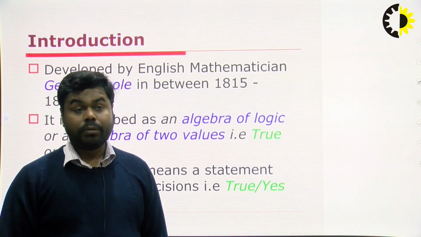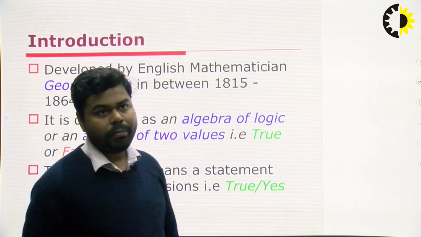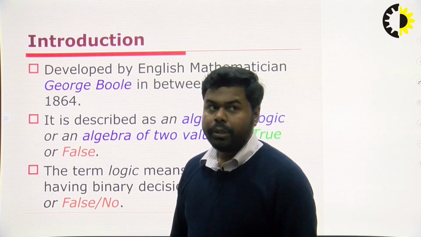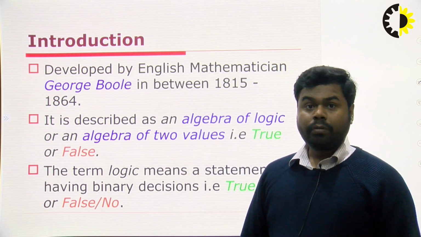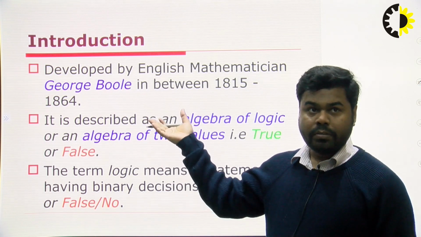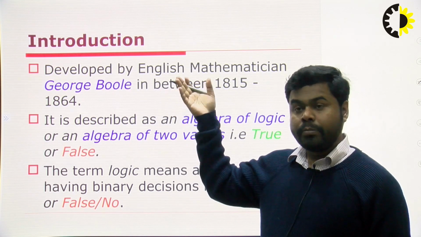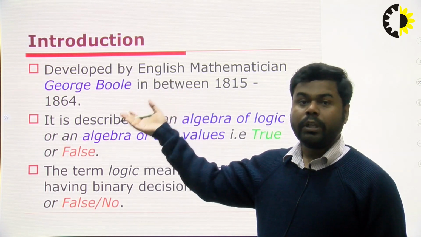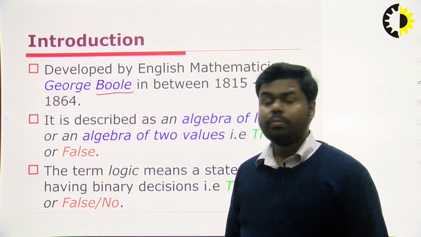Now, in the next slide, what is the introduction to Boolean algebra? Boolean algebra was developed by George Boole, who lived between 1815 and 1864. He was an English mathematician, and Boolean algebra has been named after him. So this name is Boole, so it is Boolean algebra.